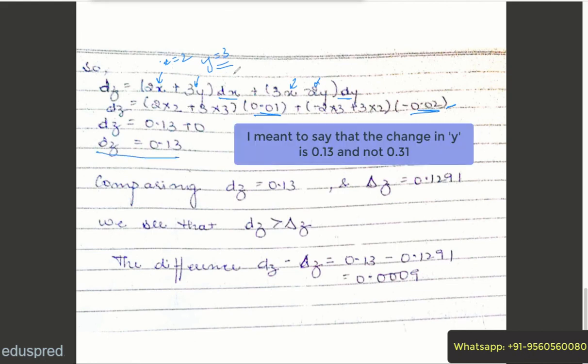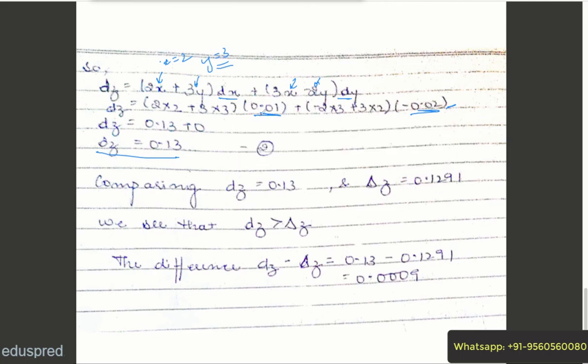Note that here you would not be substituting the new values of x because we have already incorporated that in dx and dy. So here you would only be substituting the older values of x and y respectively. Thus your dz is 0.13 and your change in z is 0.129. Obviously dz is greater, and the difference would be 0.13 minus 0.1291, that is 0.0009. So your differential of z is greater than the change in z by 0.0009.